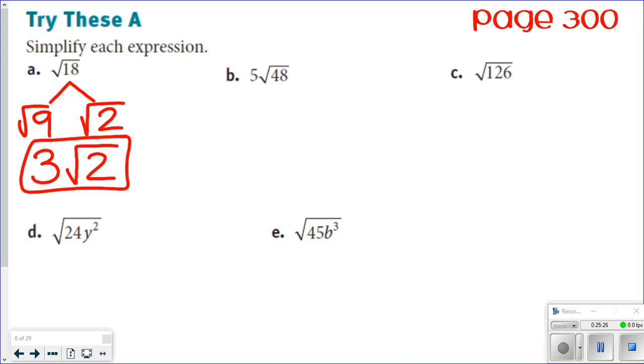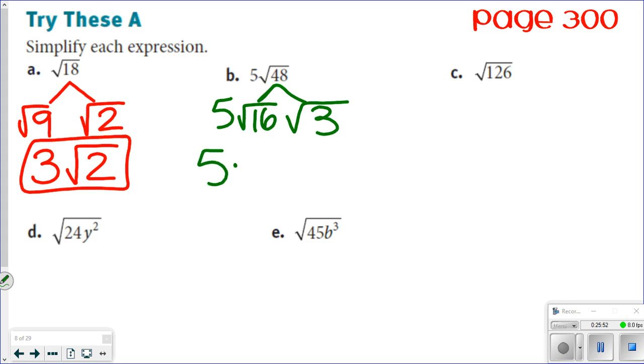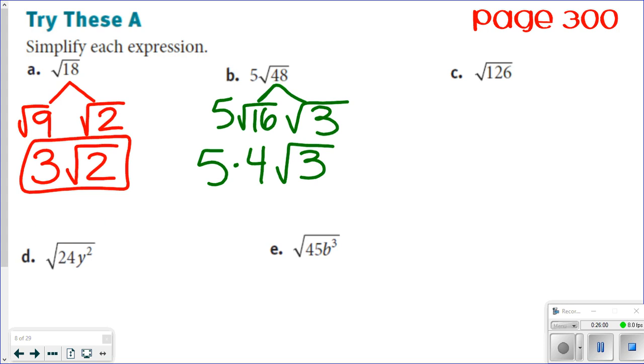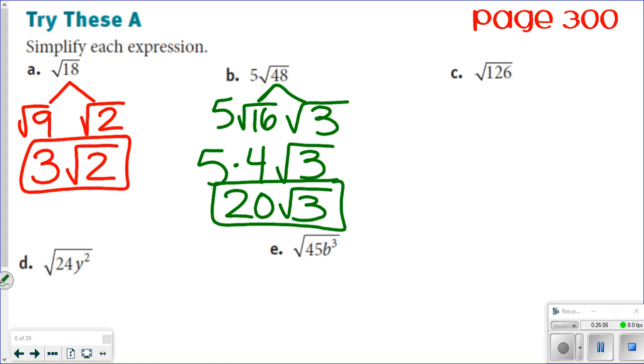Letter B. I'm going to leave the 5 and break down the 48. What is the largest perfect square? It would be 16. And 48 divided by 16 is 3. So take the square root of 16, which is 4. Leave the leftover, so leave the square root of 3. And 5 times 4 is 20 square root 3. Go ahead and keep going.